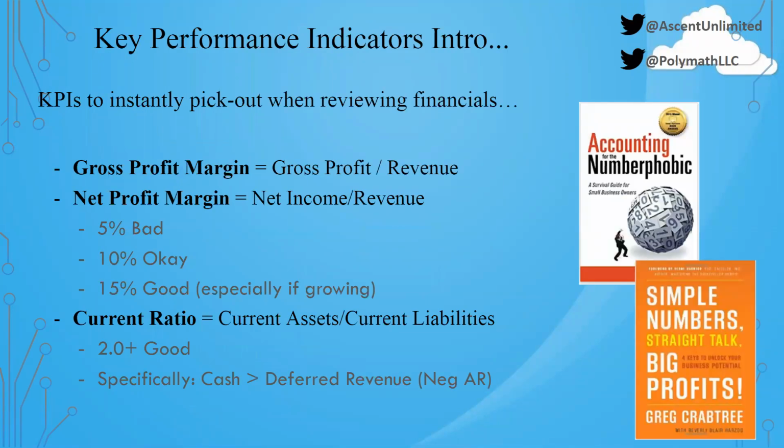Thank you. So as for the KPIs, or key performance indicators, from an owner's perspective, there are a couple of KPIs you should check regularly to make sure your business is financially healthy and humming well. They are gross profit margin, net profit margin, and current ratio. We're going to go through these with Gator in just a minute.